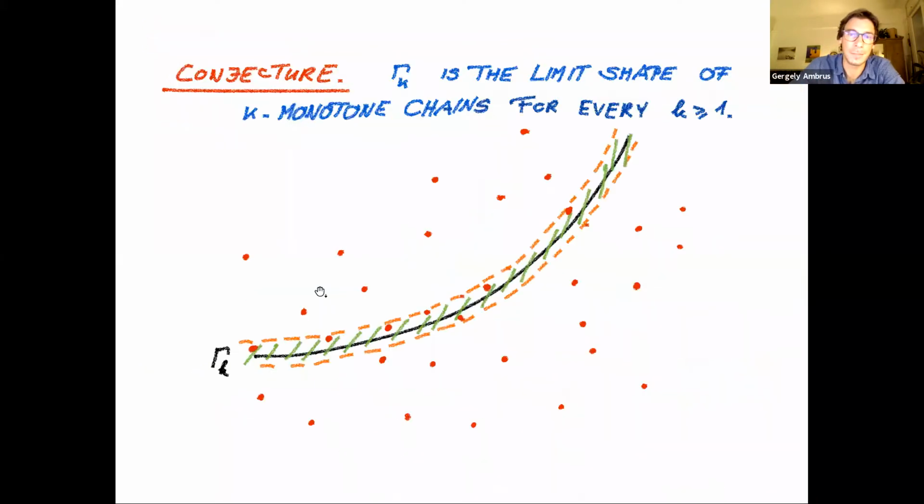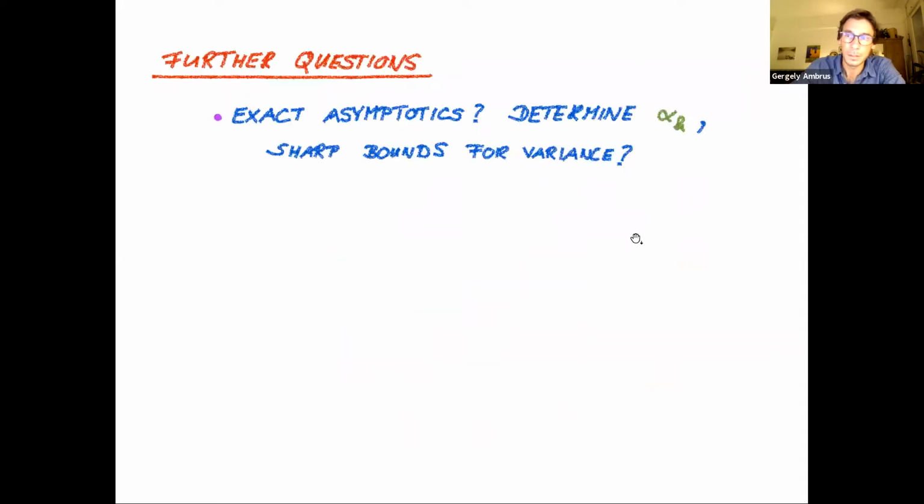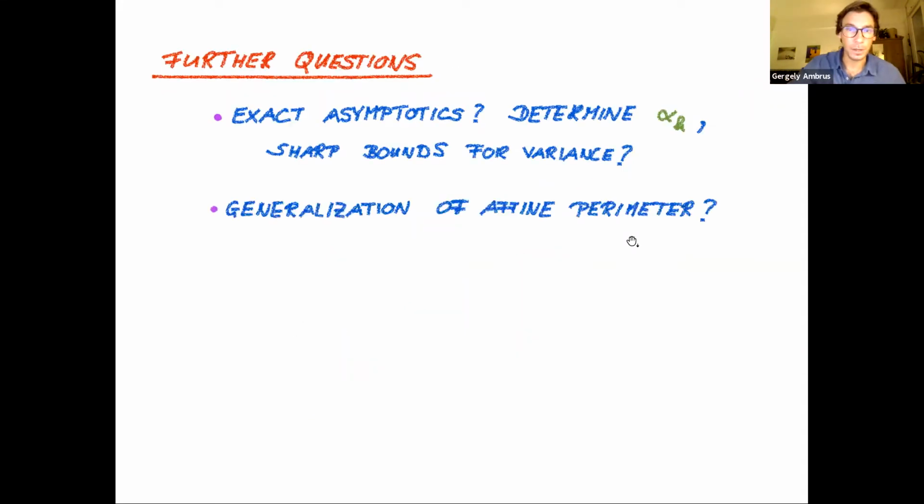But nevertheless, I believe that the same approach should work, and then this gamma k should be the limit shape for k monotone chains for every k at least 1. Okay, and so now I just finish with a couple of questions.